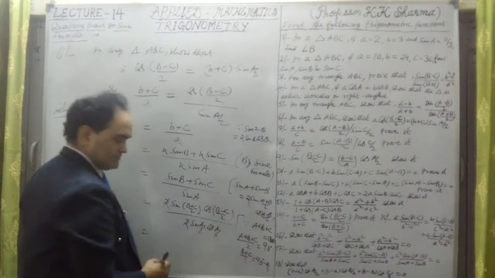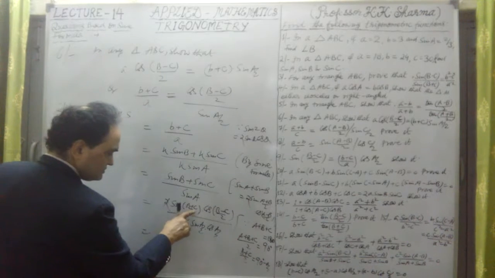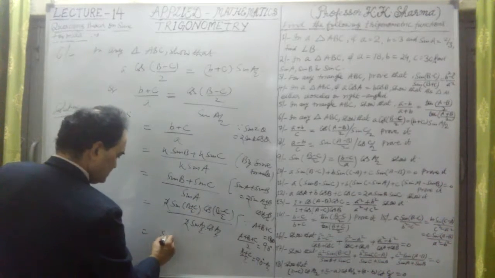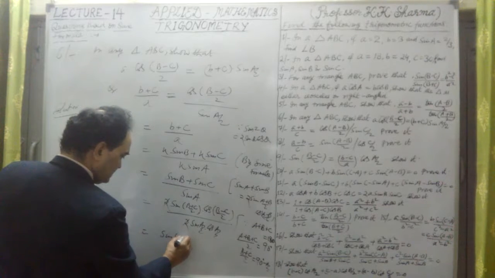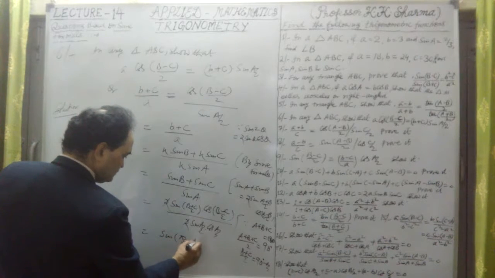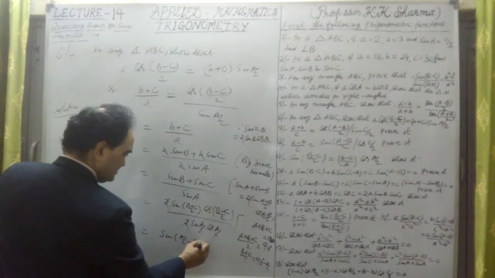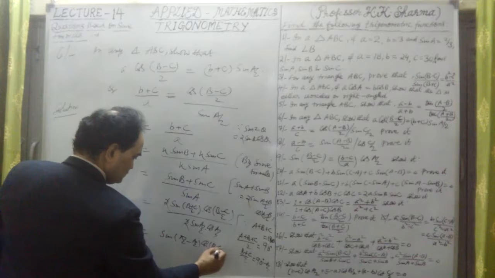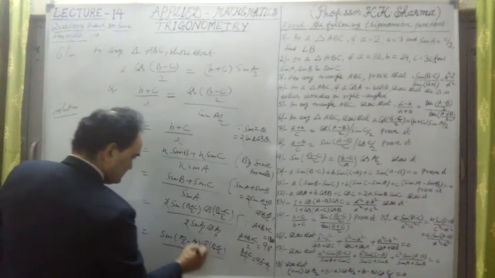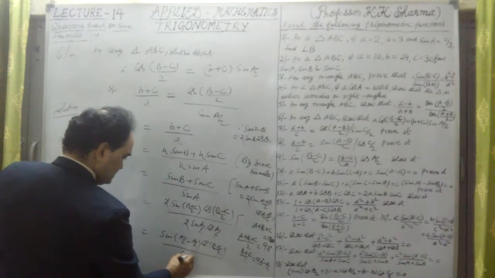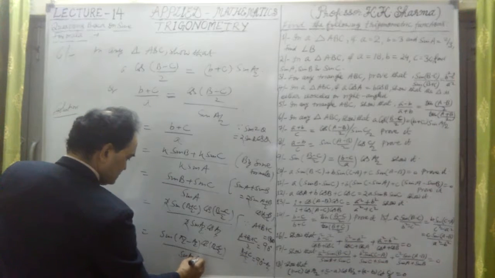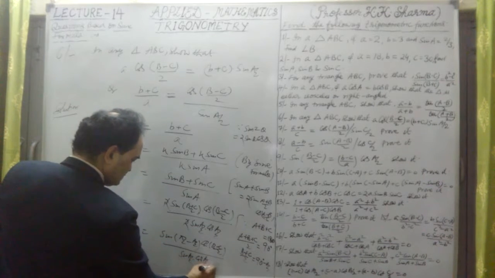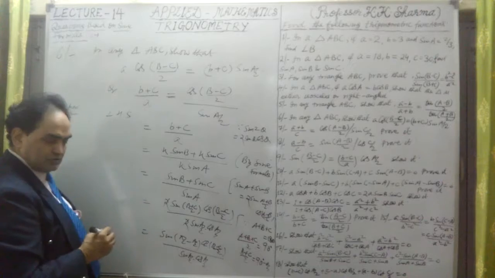Try to understand. So in place of (B+C)/2, we can write here sin(pi/2 minus A/2), which is sin(90 minus A/2), into cos((B minus C)/2), whole divided by sin(A/2) into cos(A/2).